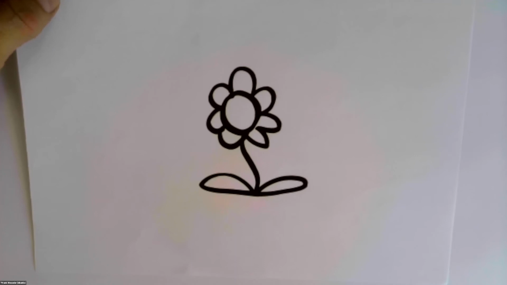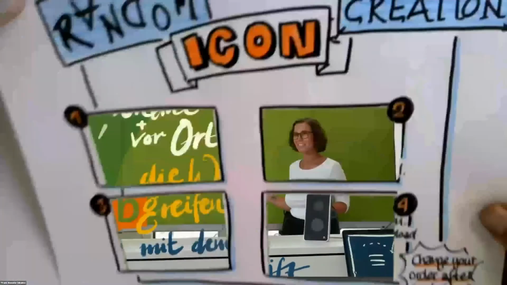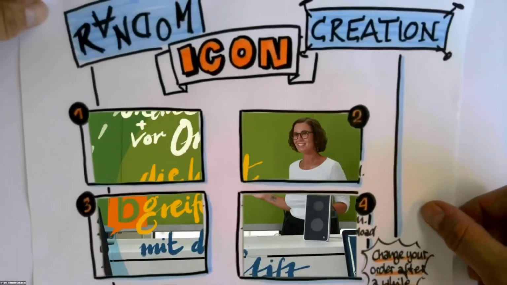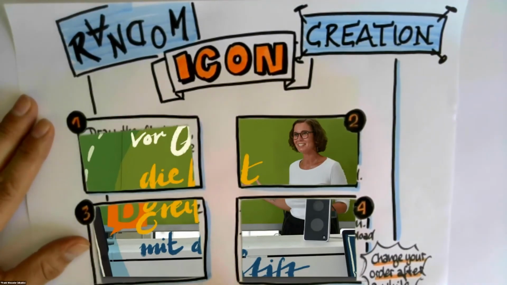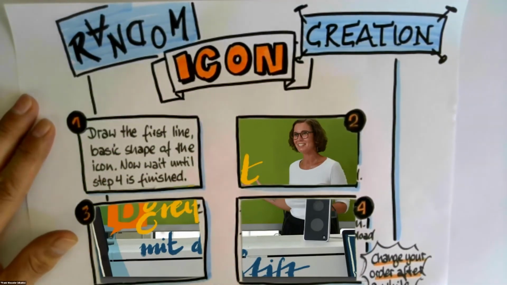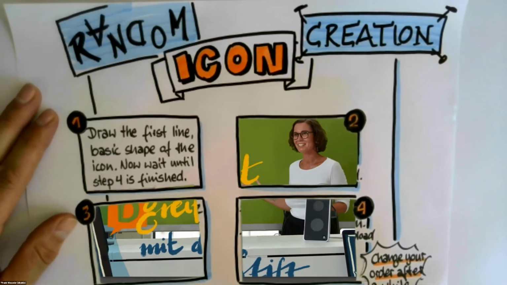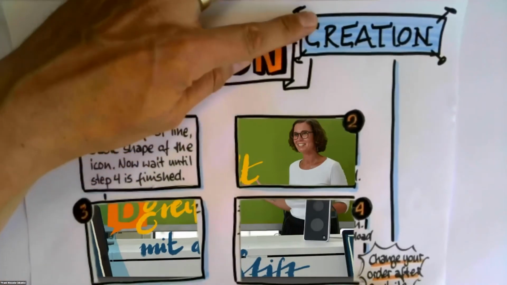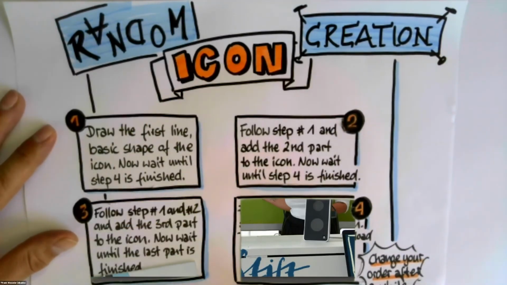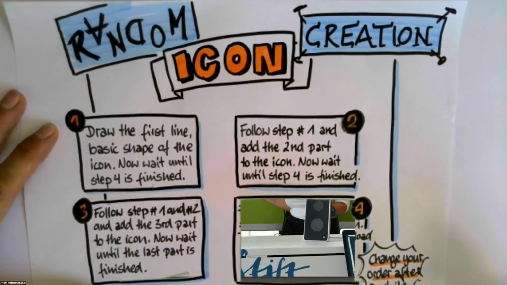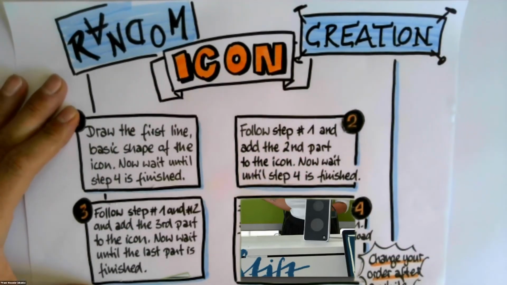But the idea is, again, there we go. So I would like to give you the instructions for random icon creation. So you will start with, you draw the first line, a basic shape of the icon, and now you wait until step 4 is finished. Step 2, you follow step 1 and add the second part to the icon. Now you wait until step 4 is finished. Step 3, follow step 1 and 2, add the third part to the icon, wait until the last part is finished.